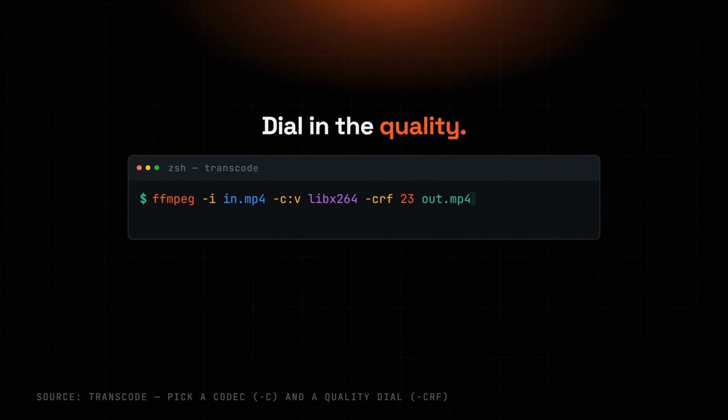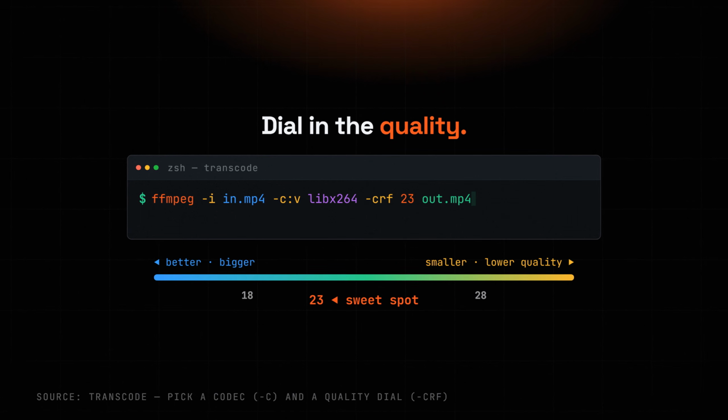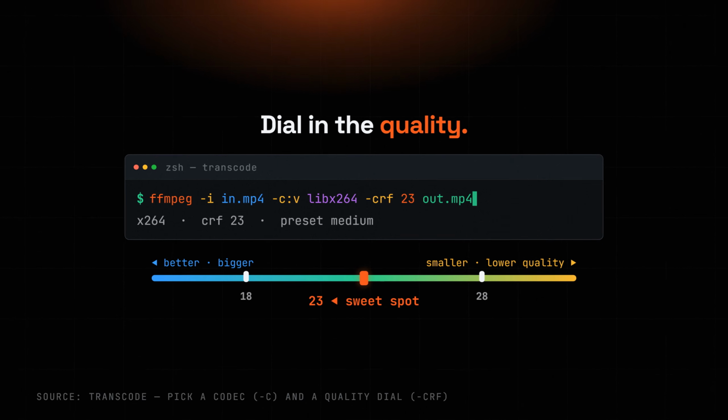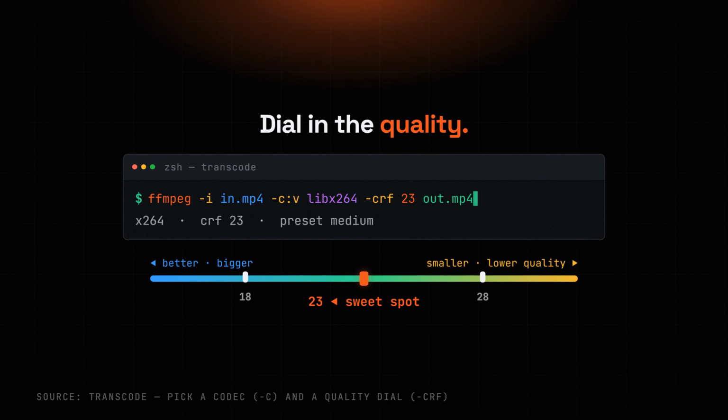Want real control over the quality? You choose the codec with -c, and you set a quality dial called CRF. Lower numbers mean better quality and bigger files. Higher numbers mean smaller files. Around 23 is the quiet sweet spot that most of the internet has quietly settled on.